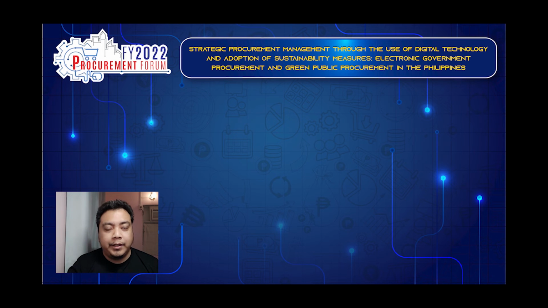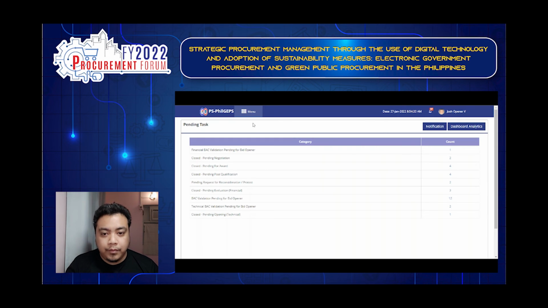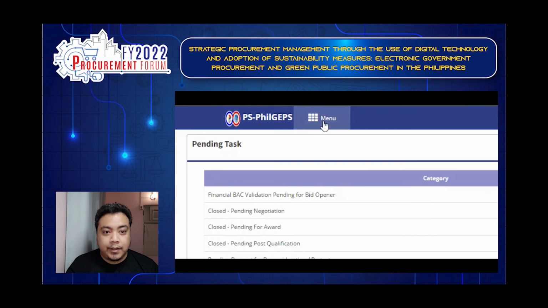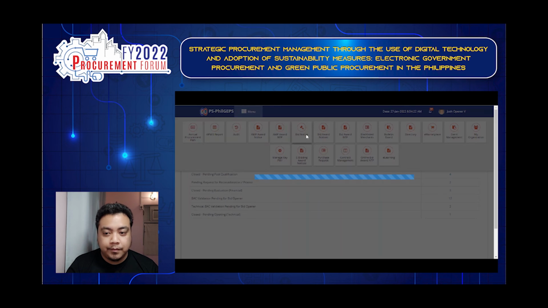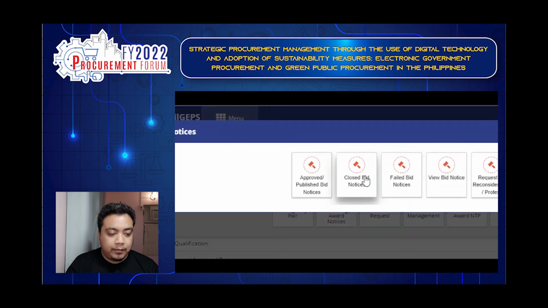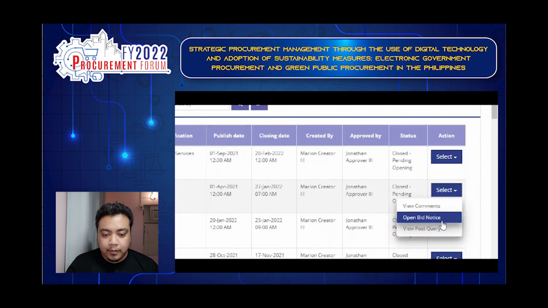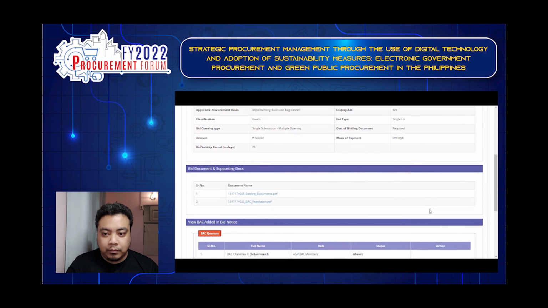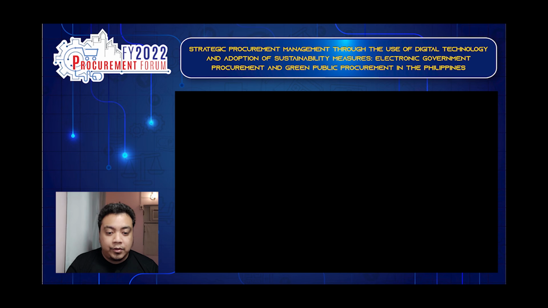So now I will explain the bid opening for the procuring entity. So first, yung opening of bid. Once you log in, click the menu, then click bid notice, and then click close bid notice, then click the select, then open bid notice. So nandito yung maka-identify natin na BAC. So it needs to conduct a quorum.